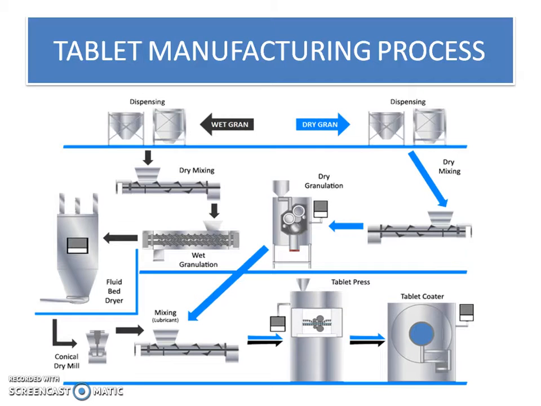In the next slide, we can see a typical tablet manufacturing process where there are two mechanisms, wet granulation and dry granulation. Where the drugs are sensitive towards moisture, we go for dry granulation. Granules are formed, and at the end, through the tablet press, you get a tablet. While in wet granulation, we use wet granules, where you can use water as a binder or any other solvent as a binder.